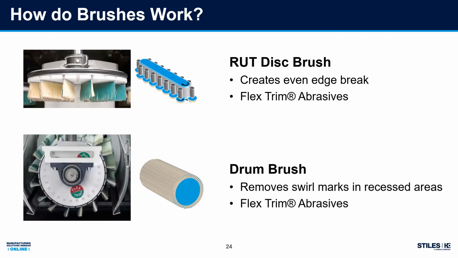The bottom head is our drum brush. The purpose of the drum brush is to remove any swirl marks that the RUT head may have left. It also gets down into those recessed panels, and it gives us a good sanded finish in that as well. You can see that both of these heads use flex trim brushes. So you've got a huge amount of flexibility of what types of brushes you put in there as far as length, the stiffness of the brush, and what grit brush you put in there. So depending on what you would like to accomplish, you have a lot of flexibility with this type of head.